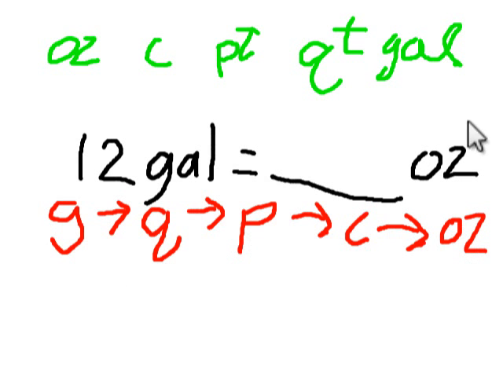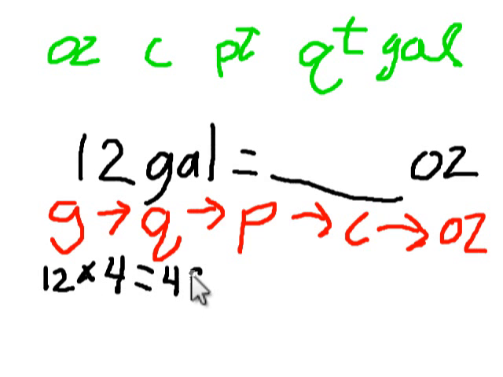So to change gallons into quarts, we're going to multiply the number of gallons, which is 12, times 4, because that's the magic number for quarts and gallons. There are 4 quarts in a gallon, so that's 48. So that's 48 quarts.